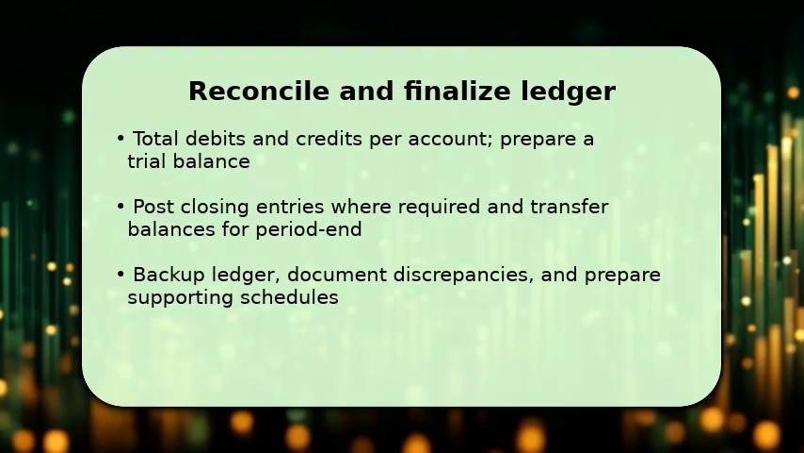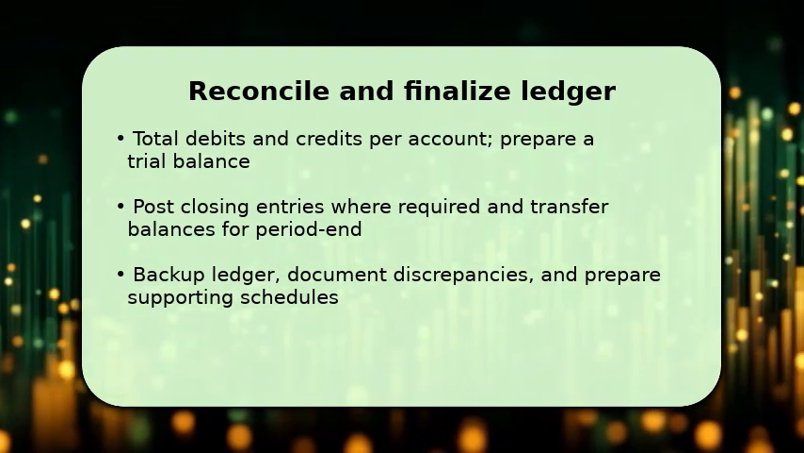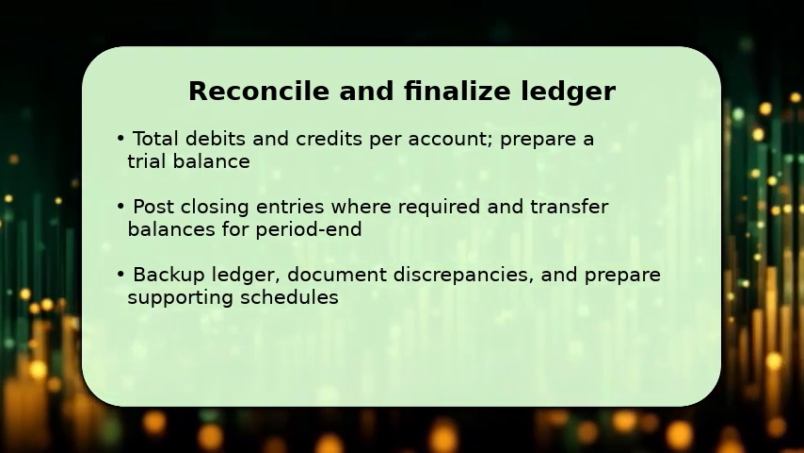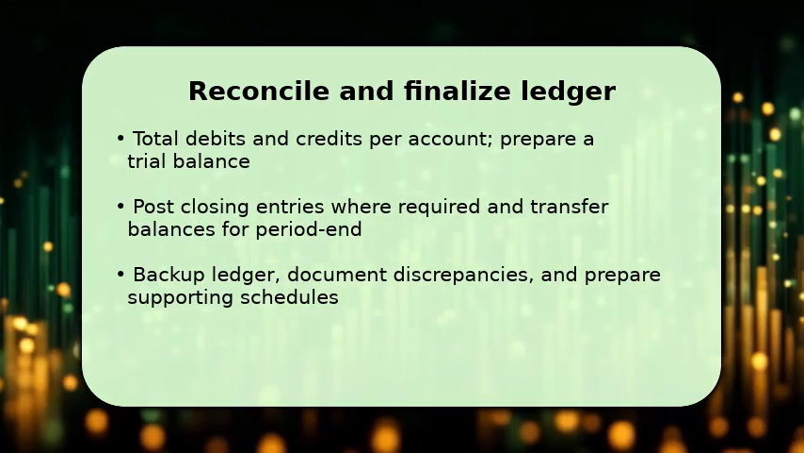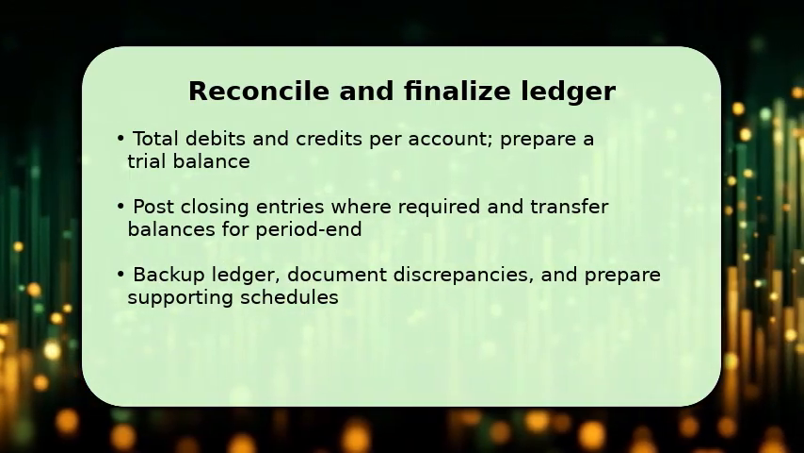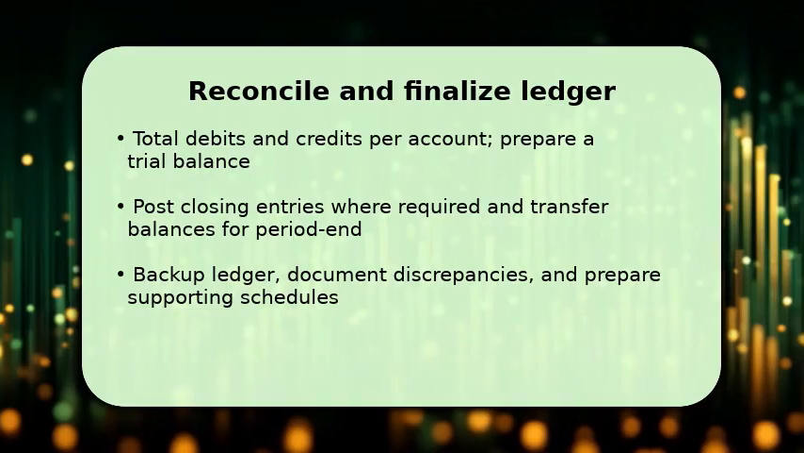Finish by totaling debits and credits across each ledger account and preparing a trial balance to confirm equality. This verifies accuracy before financial statements. Once balanced, post any closing entries and transfer temporary account balances to retained earnings or capital.